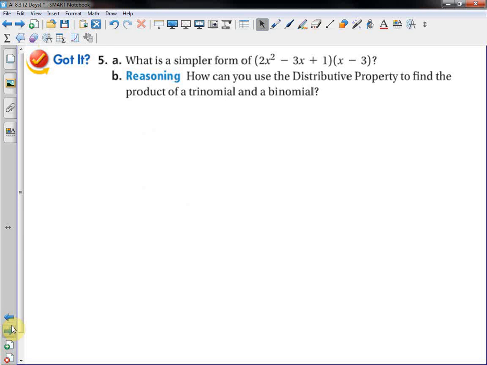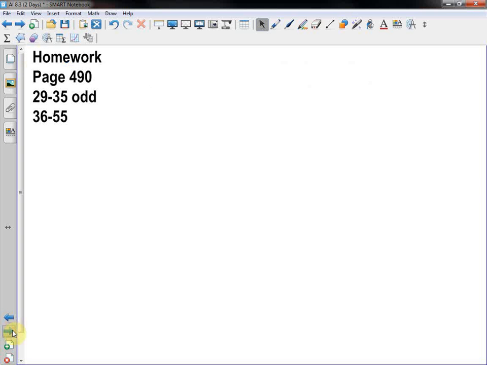All right, here's one for you to try. And then once you get this done, move forward. All right, this is your homework on page 490.